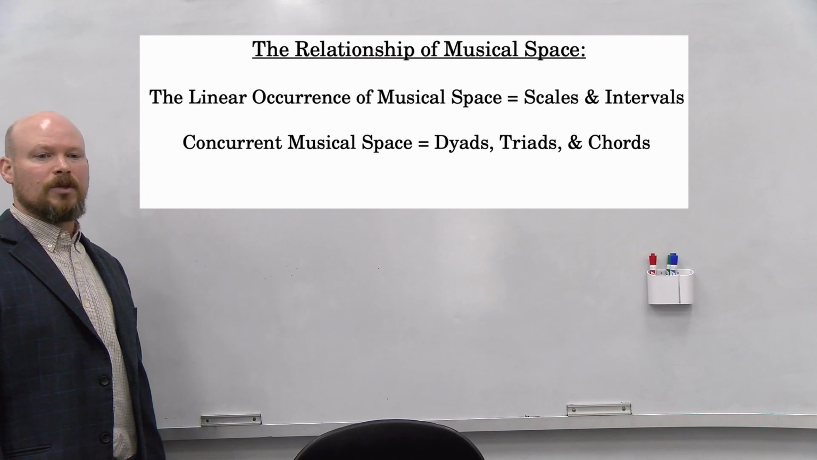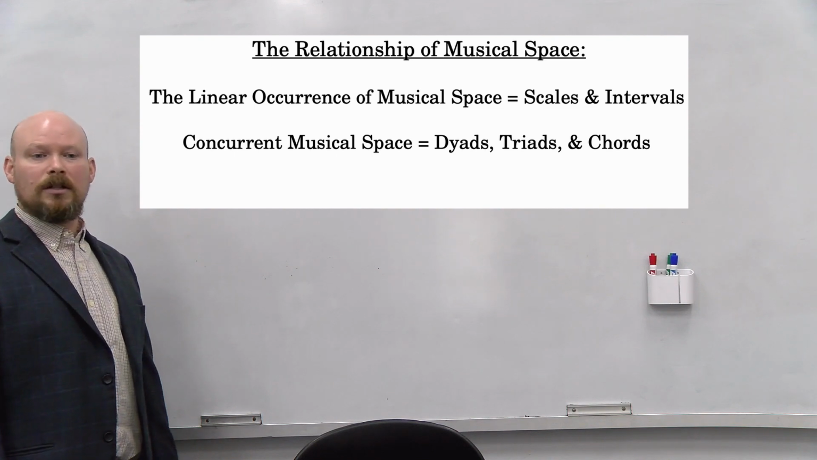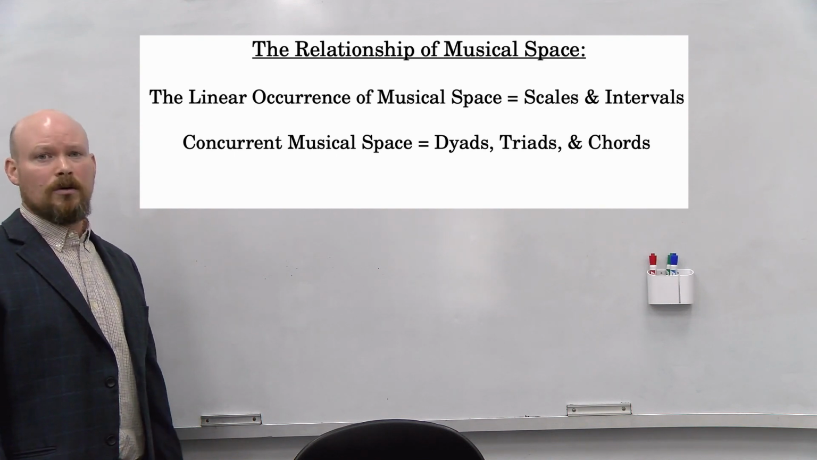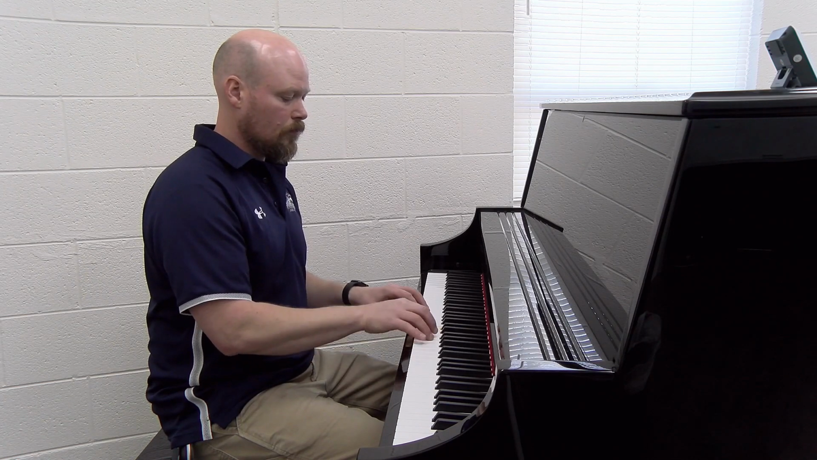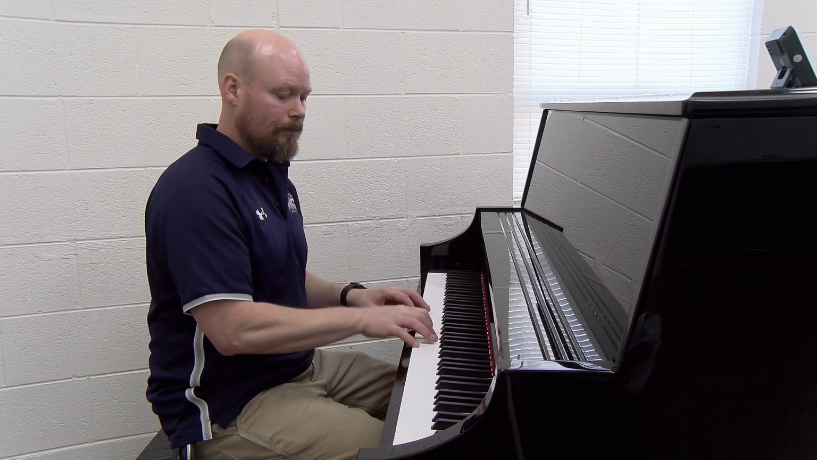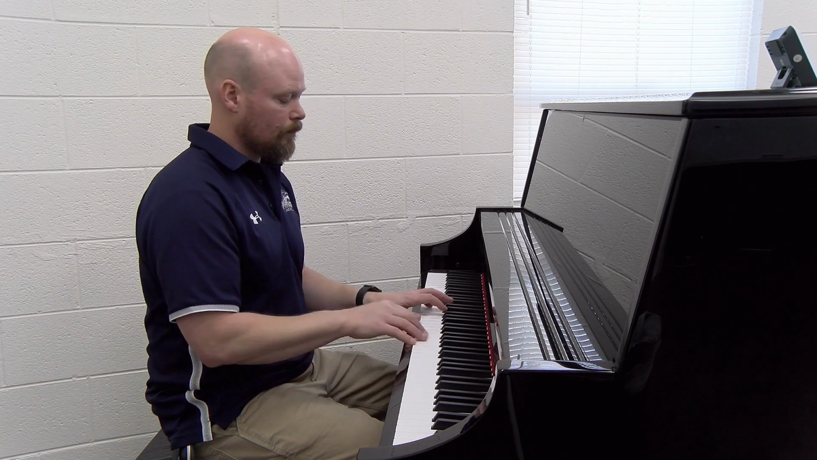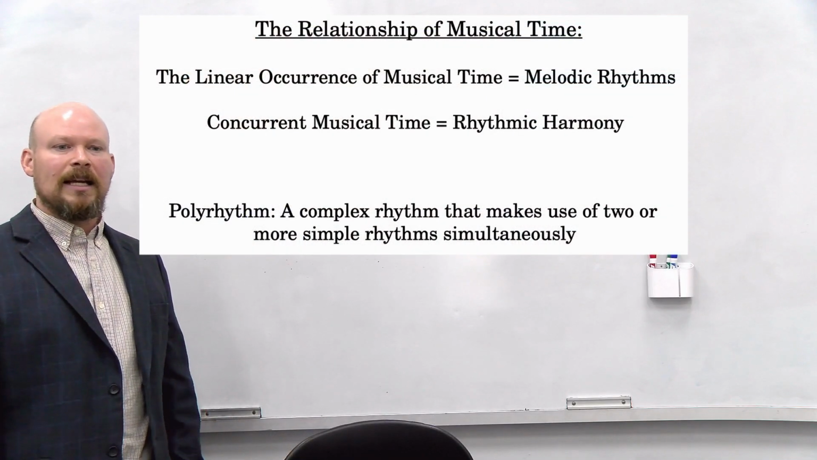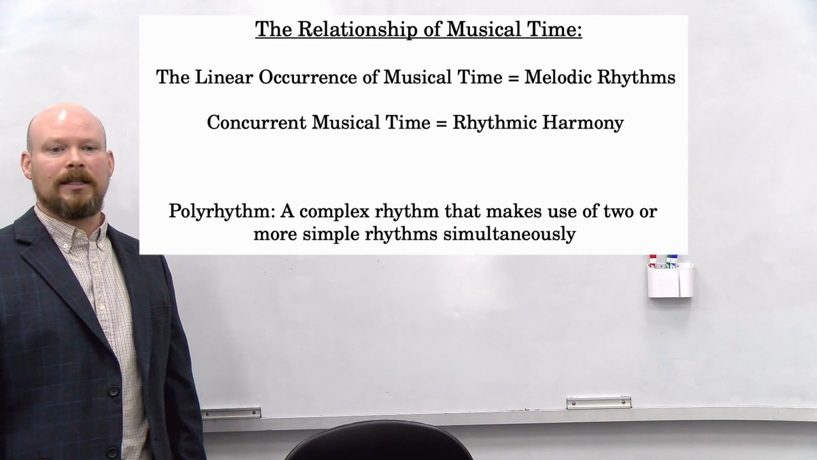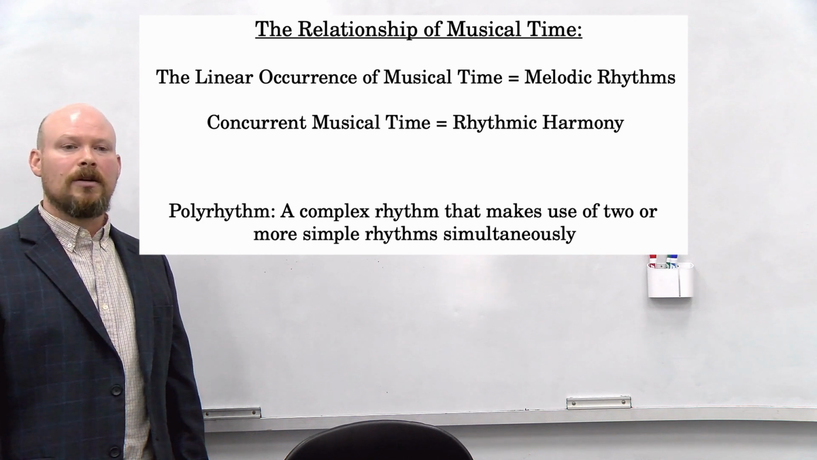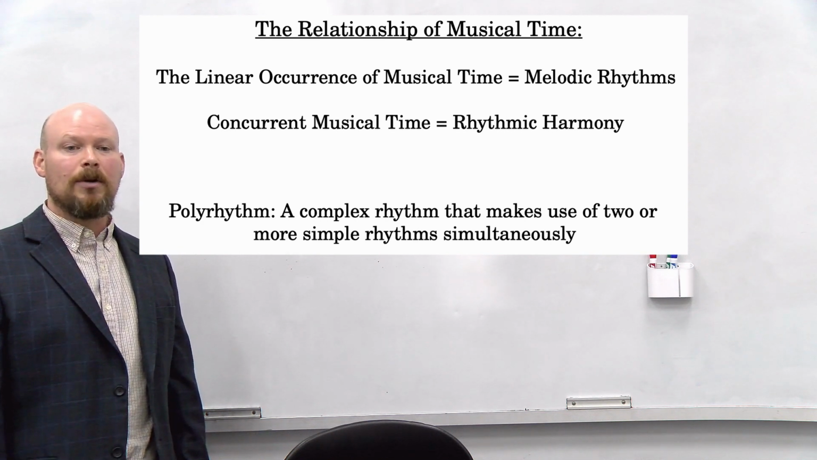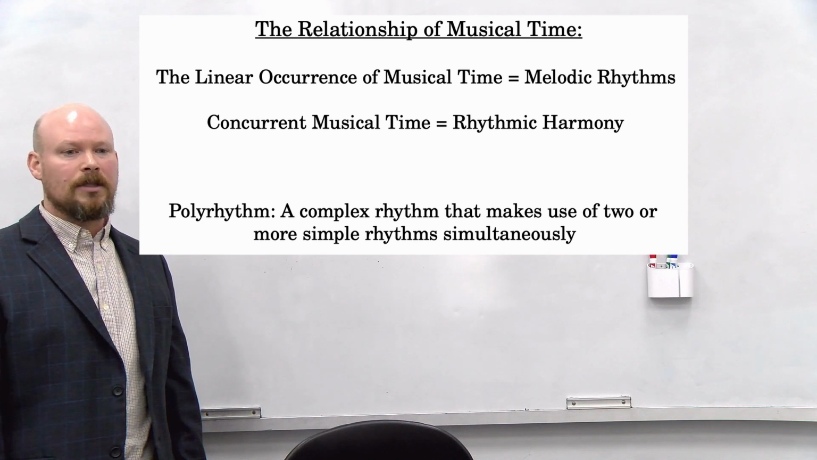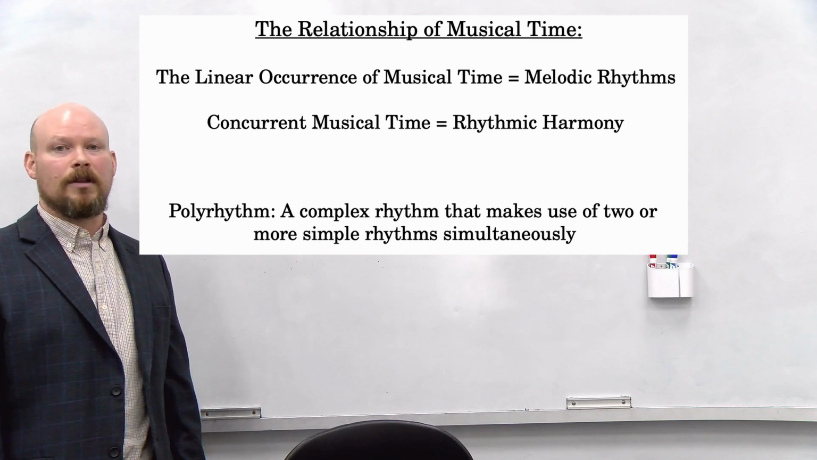We can organize the space between sounds linearly in the form of scales or intervals, or concurrently in the form of dyads, triads, or chords. In the same way that our musical space relationships can be linear in the form of scales or concurrent in the form of triads and chords, so too can our relationships of musical time be both linear in the form of melodic rhythms or concurrent in the form of rhythmic harmony.